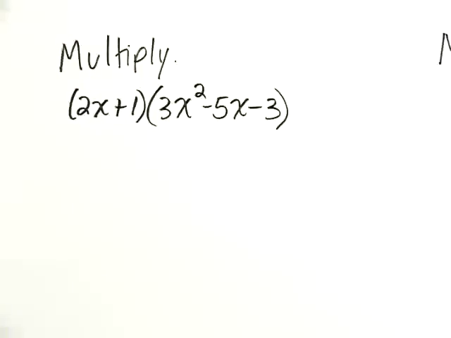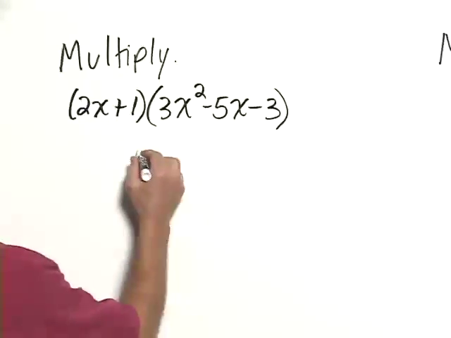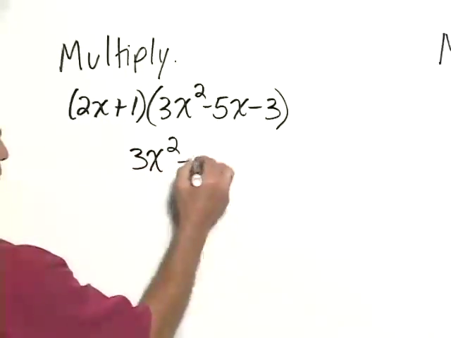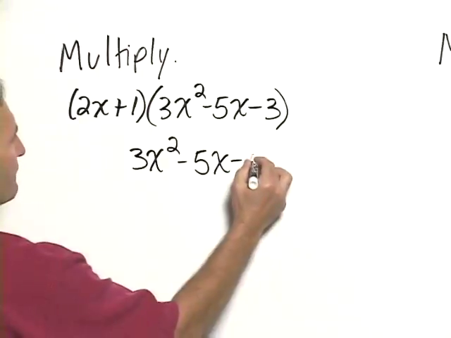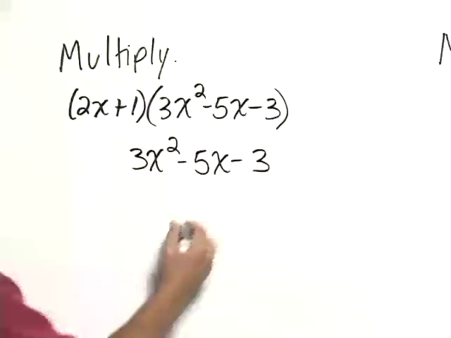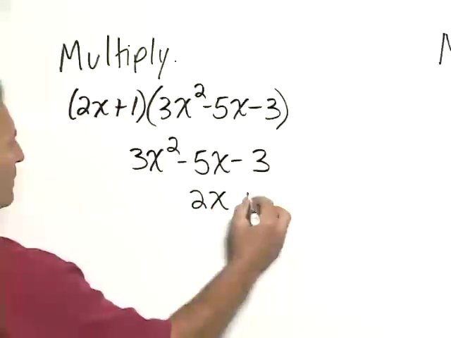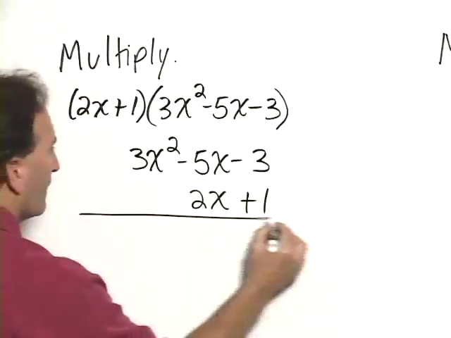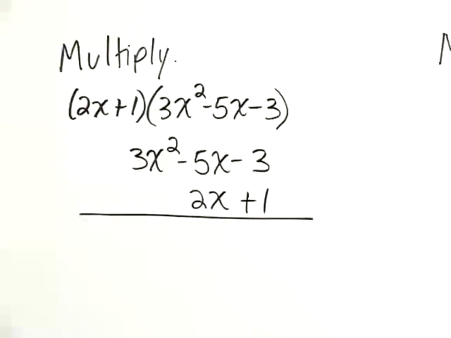Multiply the quantity 2x plus 1 times the quantity 3x squared minus 5x minus 3. Now this problem is written in the horizontal manner. We're going to rewrite it in the vertical manner. So we're going to write 3x squared minus 5x minus 3, and underneath that, write 2x plus 1, and then draw a line, and now multiply using the vertical method.